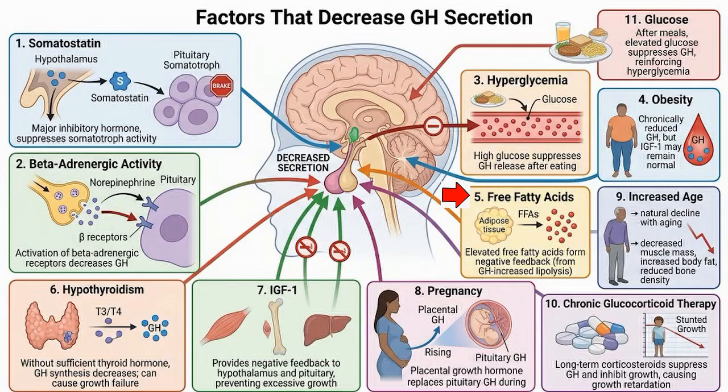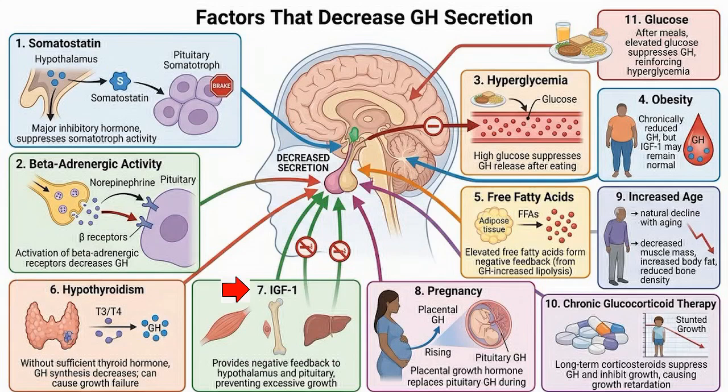5. Free fatty acids. Elevated circulating free fatty acids suppress GH release. This forms a negative feedback mechanism because GH itself increases lipolysis. 6. Hypothyroidism. Without sufficient thyroid hormone, GH synthesis decreases. Children with hypothyroidism therefore often have growth failure.